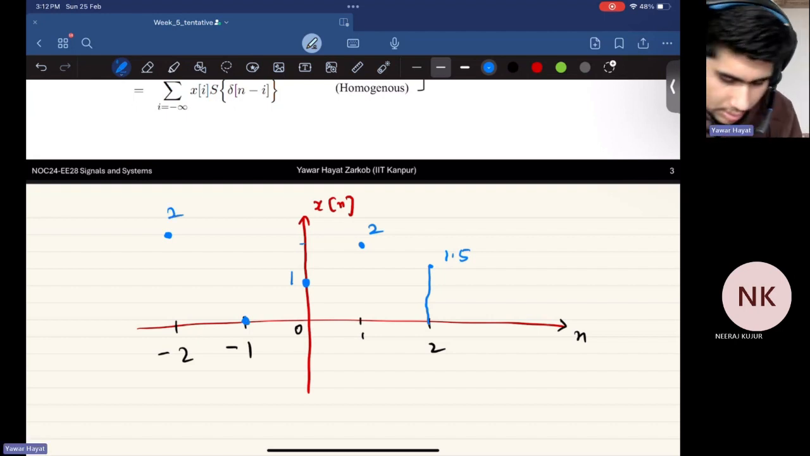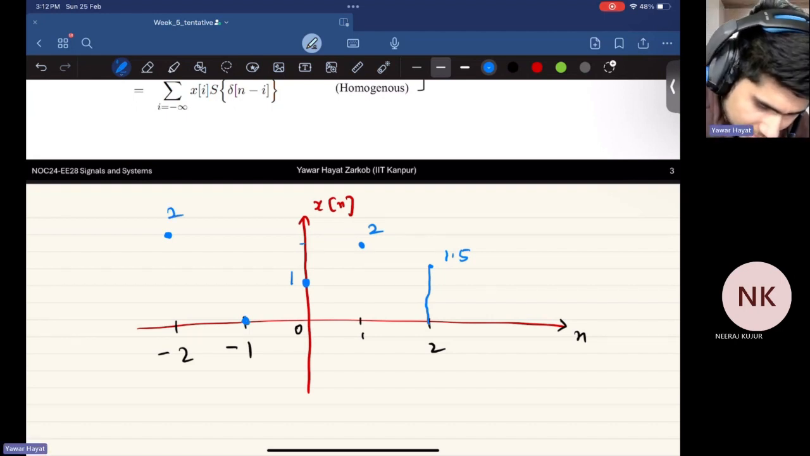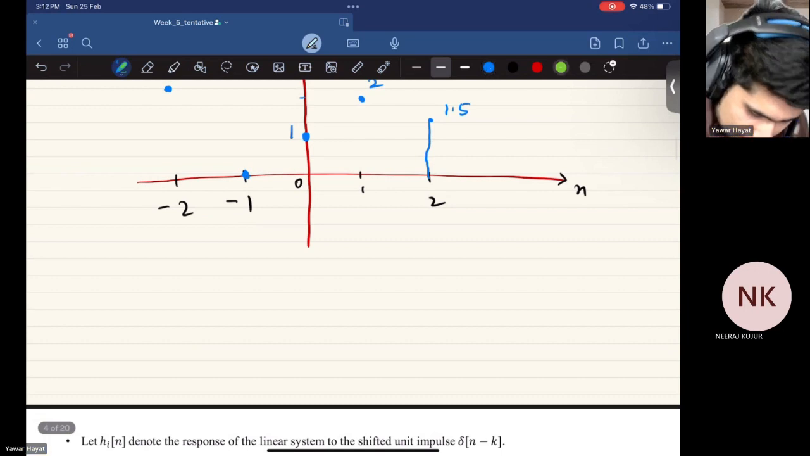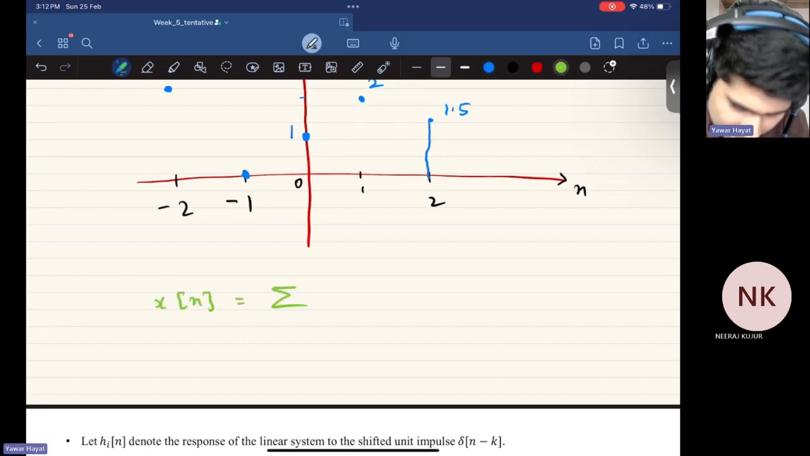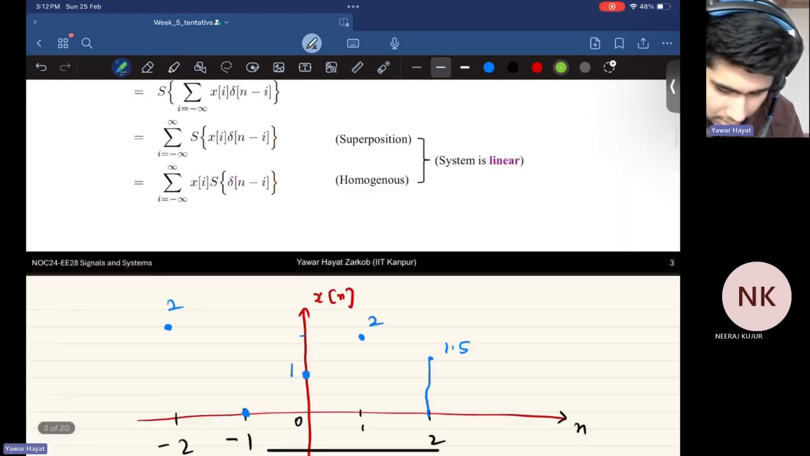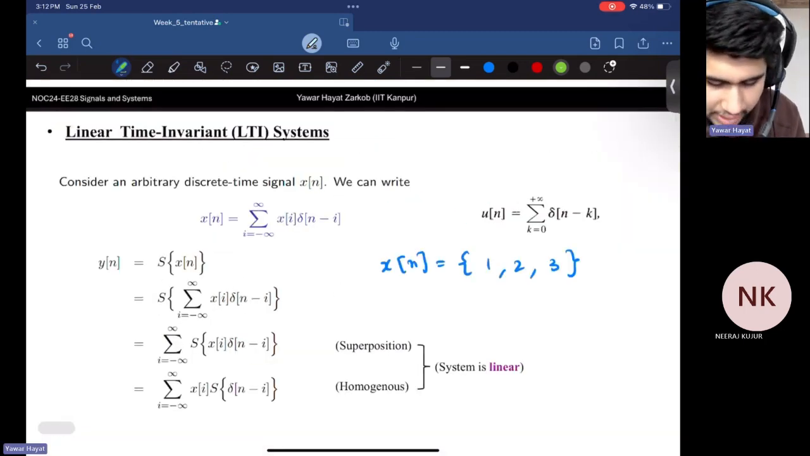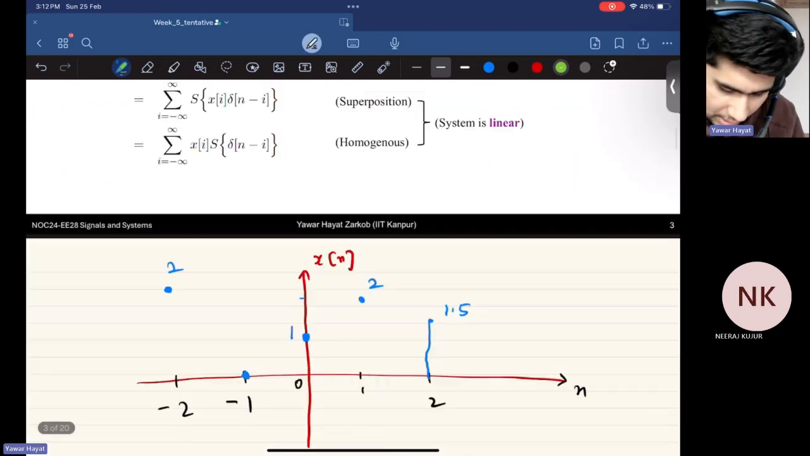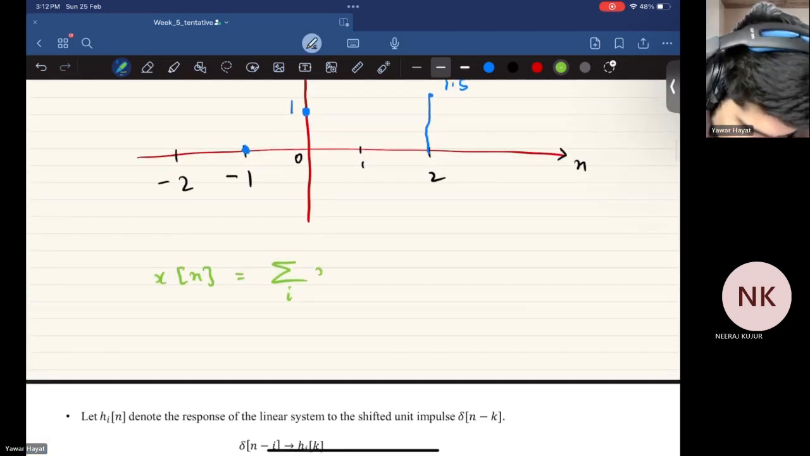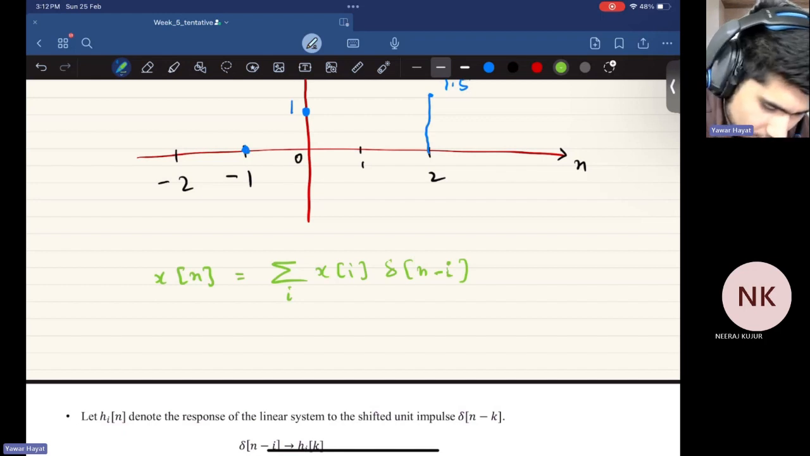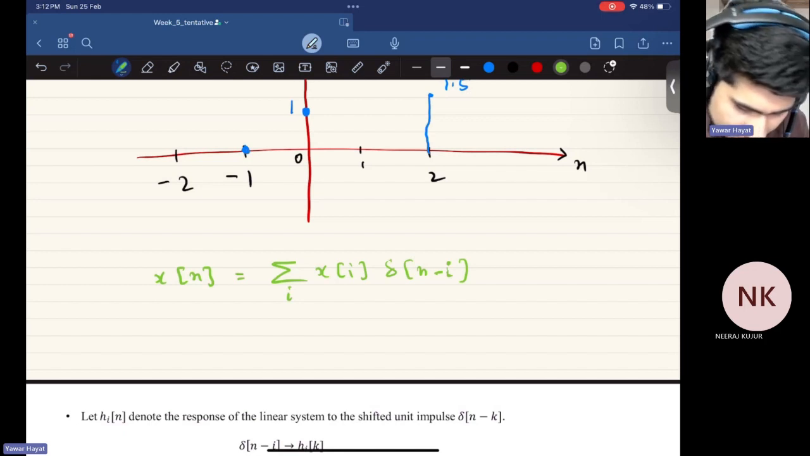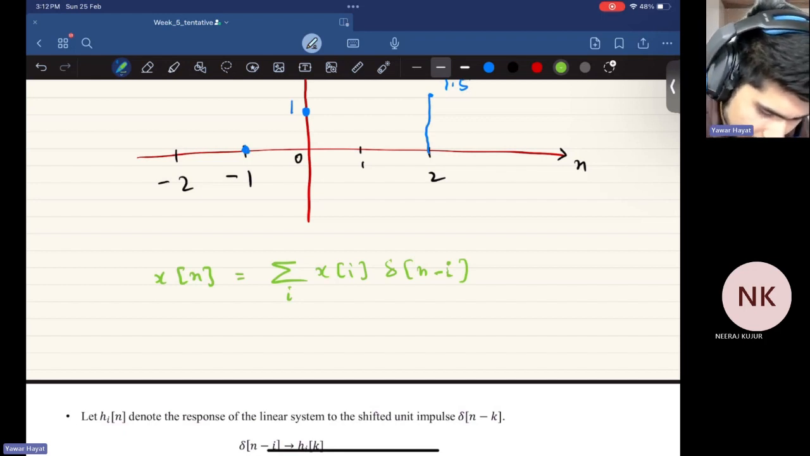By that summation, what I mean is I can write this x of n as summation over i of x of i times delta of n minus i. Let me first write this x of i delta of n minus i. This was that equation. Let's see why this is not a number but a sequence, since that was your doubt.